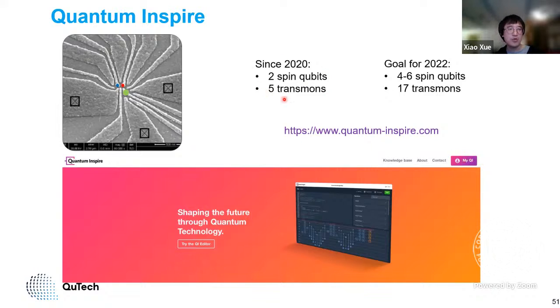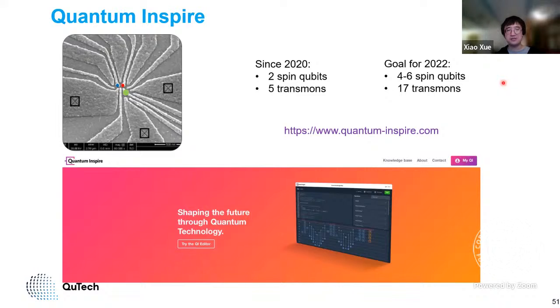Now we have 2 spin qubits online since 2020, and 5 transmon qubits online also since 2020. Currently, the 2 spin qubits are temporarily offline because my colleagues are doing maintenance and an upgrade to a 6 qubit device. Basically, we now have a bunch of 6 qubit devices and a bunch of 4 qubit devices going for test, and we are going to test them and pick some of them to go into Quantum Inspire. The goal for transmon qubits is to go for 17 transmon qubits. I'm sorry, probably not 2022, maybe 2023, maybe next year there will be 17 transmon qubits.